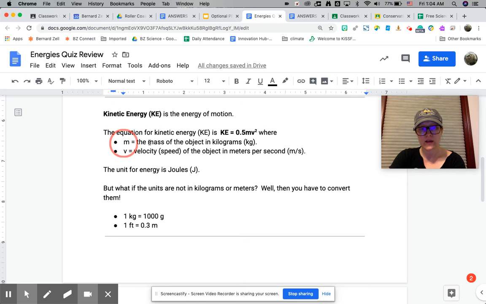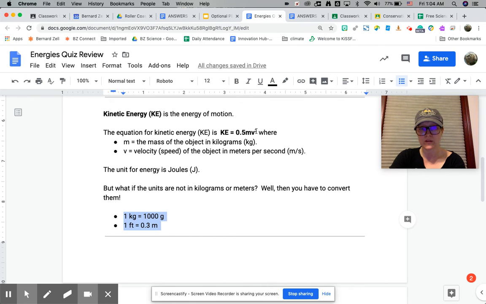Again, m is the mass of the object in kilograms. In the problem, I will give you the mass. V is the velocity, the speed of the object, in meters per second. Your units are always in joules. And again, what if the units are not in kilograms or meters? Then you're going to have to convert them. I will also put this on the quiz as well, so you will not have to memorize that.